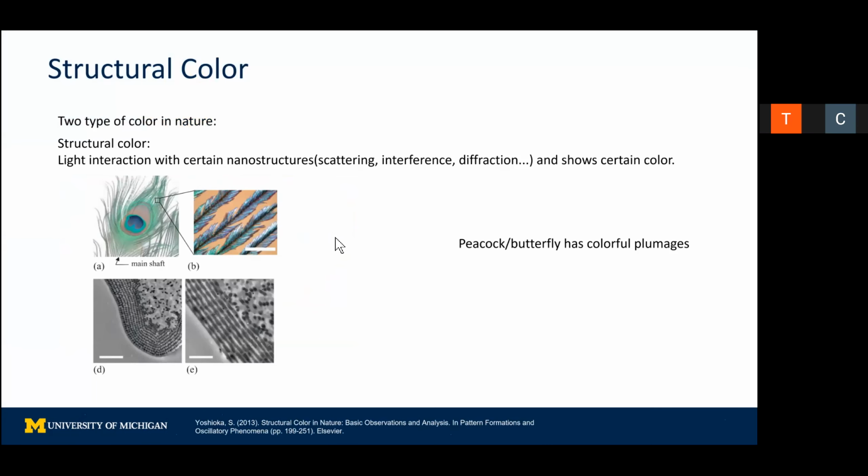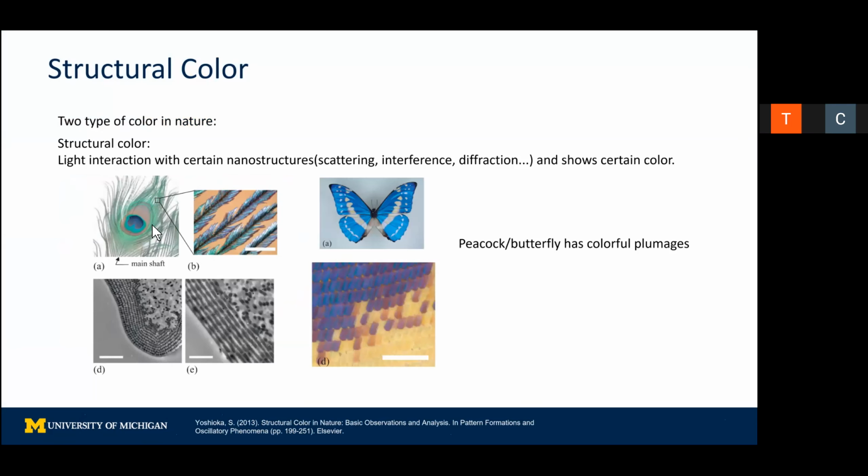We can actually find this in some animals like the peacock or the butterfly. If you look at the peacock or the butterfly more closely, you will see that they are actually made of nanostructures. When light interacts with those nanostructures, they have a different reflection spectrum, and in that case, will show a certain color.